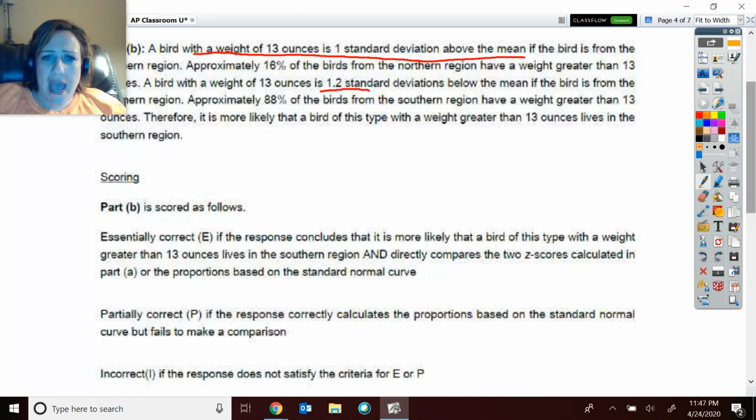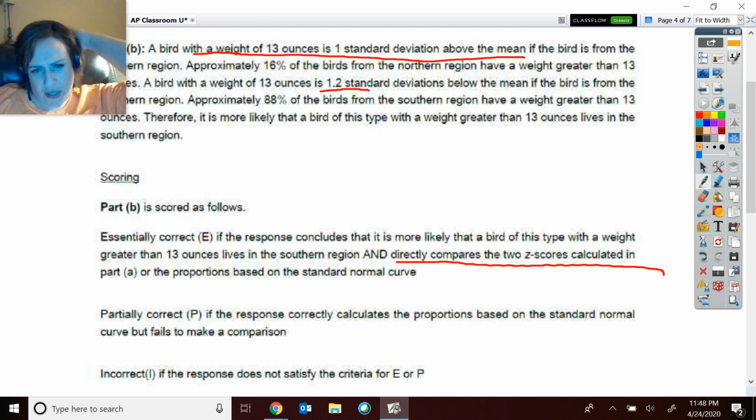Okay, so you had to directly compare those two z-scores. You had to say that the one that is, it's more likely that a bird of this type and weight greater than 13 lives in the southern region. Maybe I misunderstood the question. Let's take a look back at that.